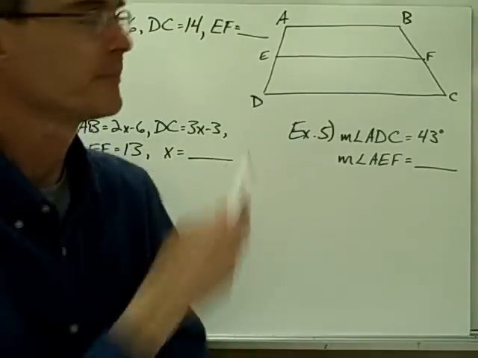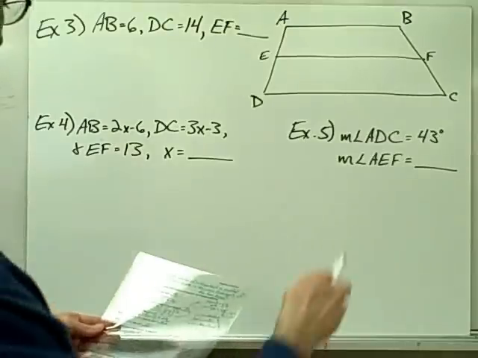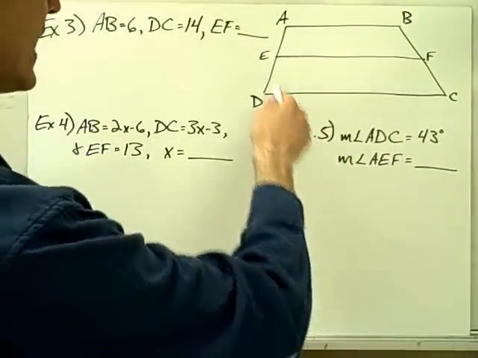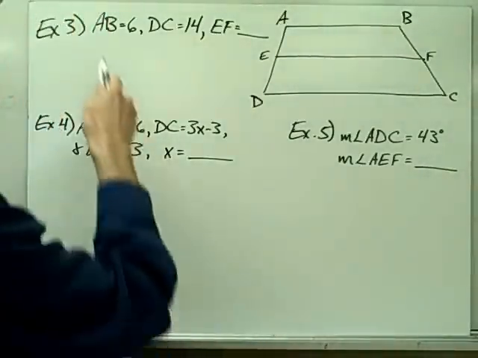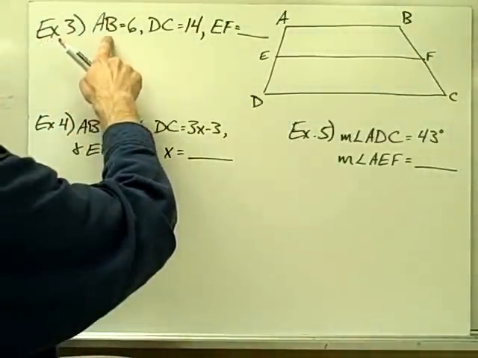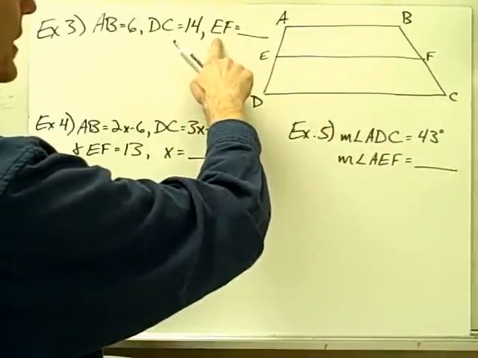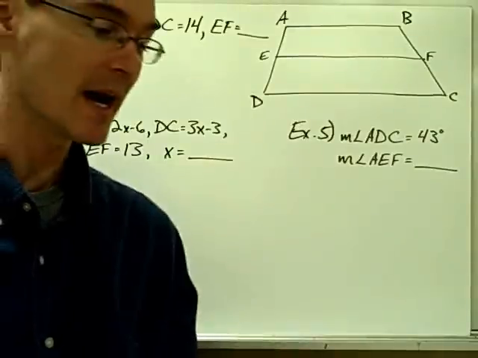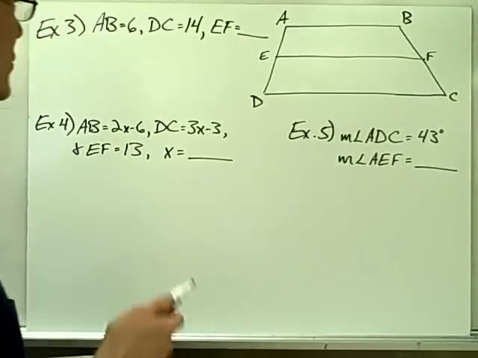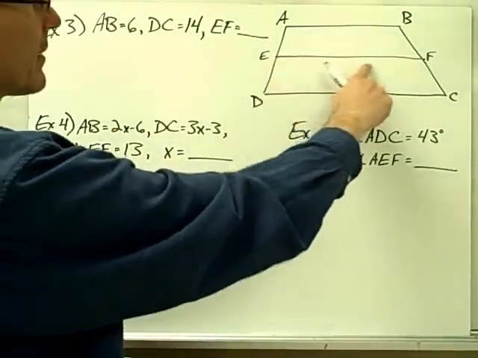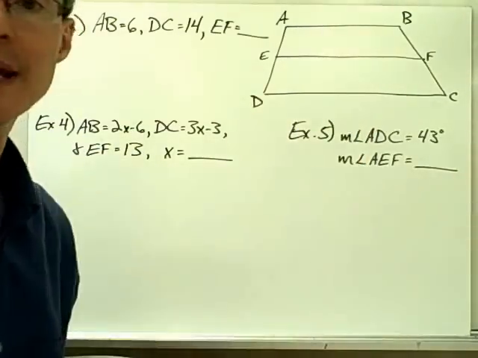So example number 3. I'm told that I have trapezoid ABCD and I have a median EF in that trapezoid. And I'm told that the length of AB is 6, the length of DC is 14, and I'm asked to find the length of EF. Well, according to my theorem on the median of a trapezoid, the length of my median is equal to the average of the length of the two bases.